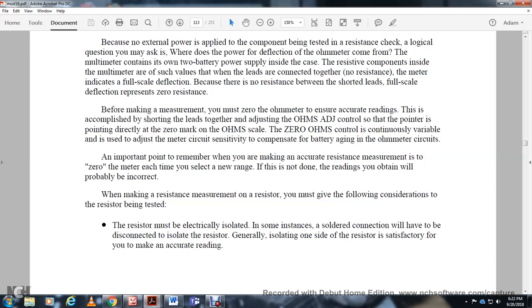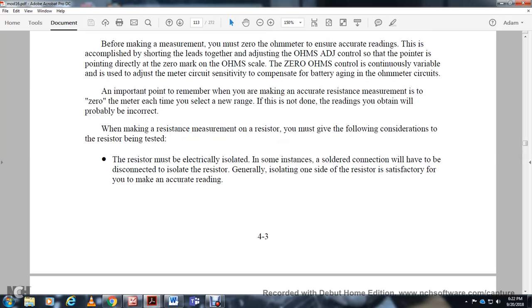You will make the resistance measurement on a resistor. Consider the following about the resistor being tested. The resistor must be electrically isolated. In some instances, a connection will have to be disconnected to isolate the resistor. Generally, isolating one side of the resistor is satisfactory, and you may take an accurate reading.